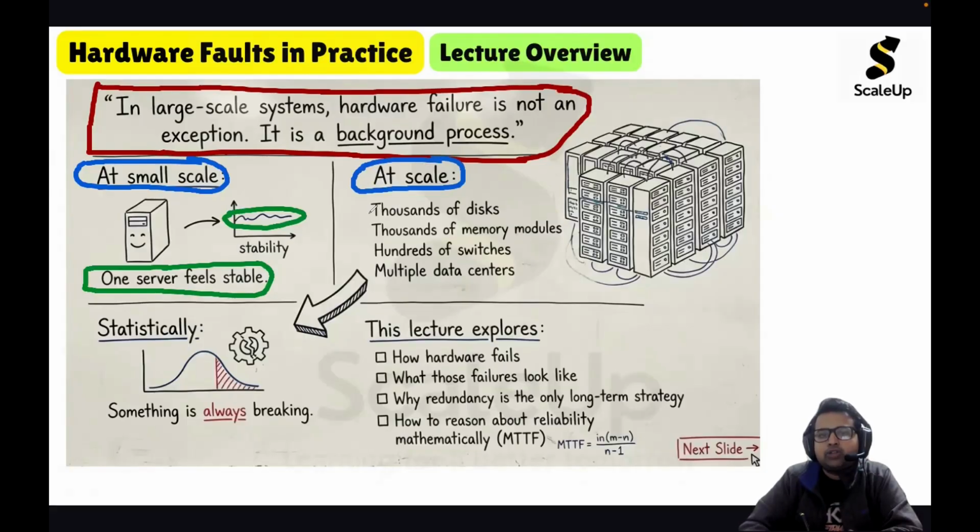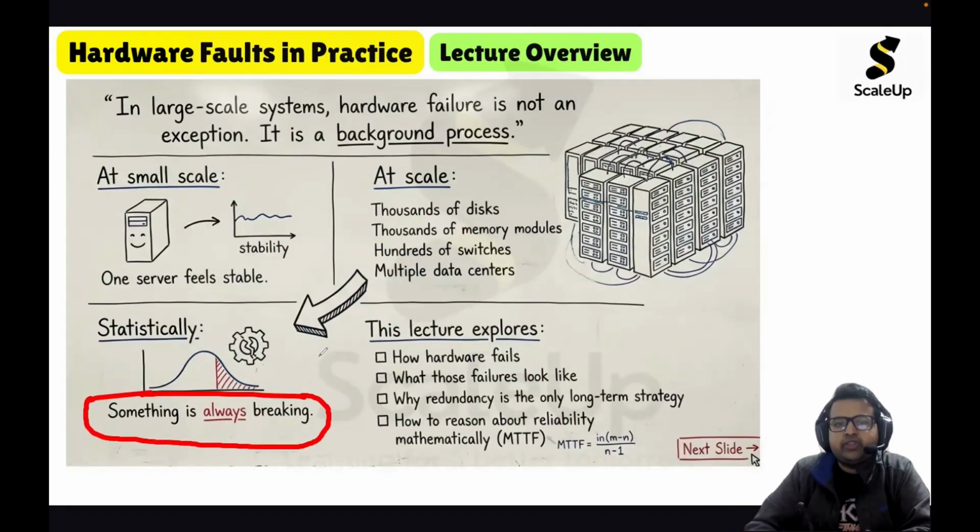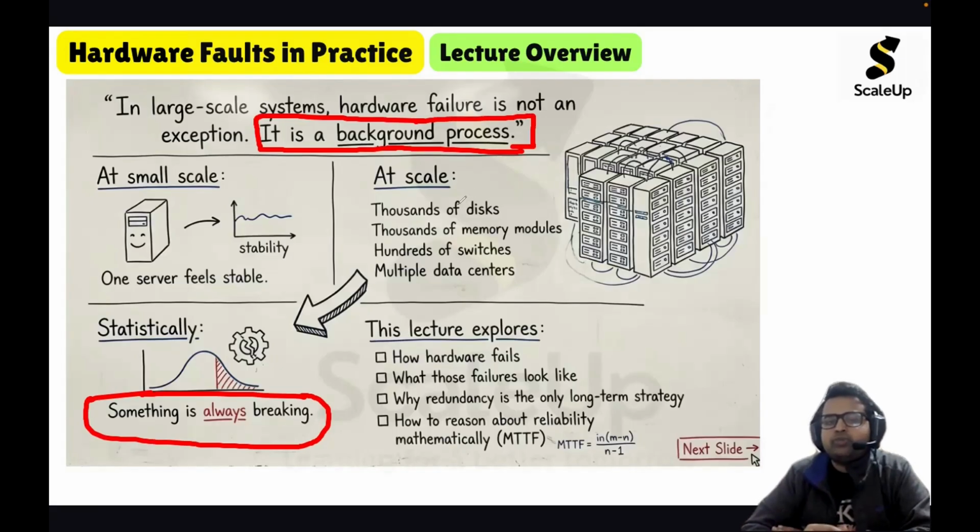We'll have thousands of disks, thousands of memory modules, hundreds of switches, and multiple data centers. So at scale, you will see that something is always breaking. Statistically, you can say that something is always breaking. And hence we say that hardware failure is a background process. In large scale systems, hardware failure is not an exception, rather it's a background process, because at scale, statistically, it has been seen that something is always breaking.